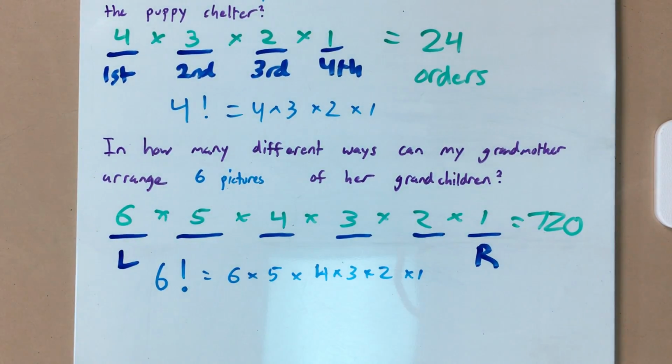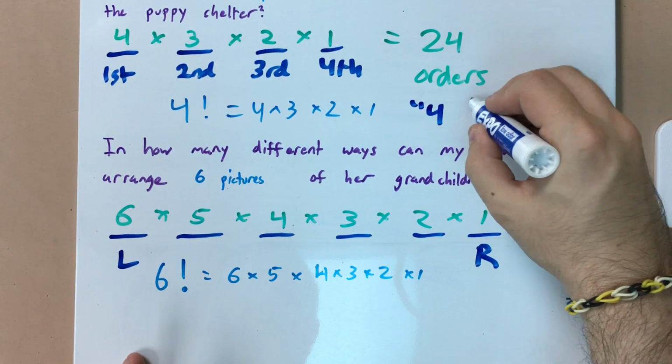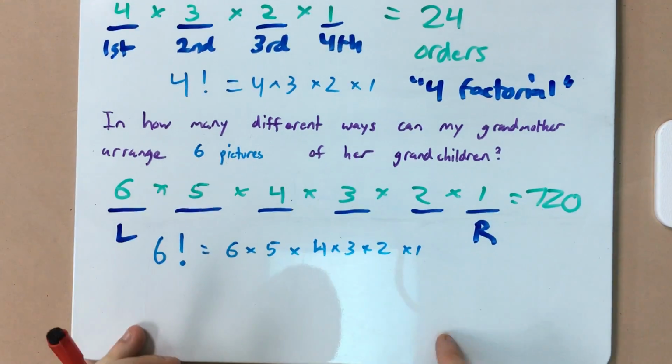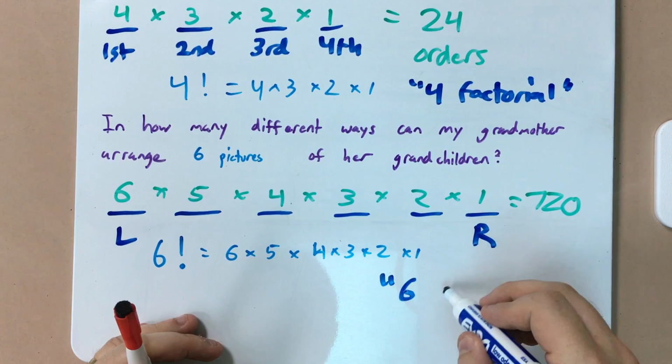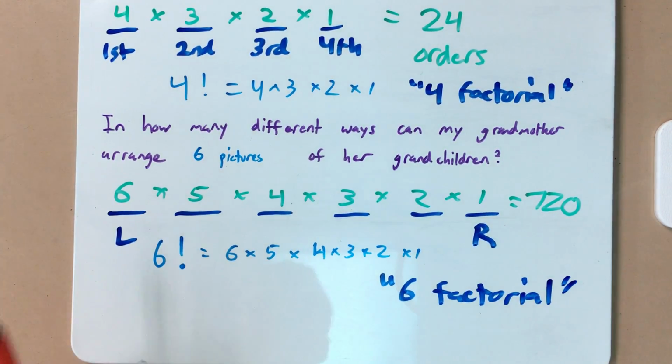This is the basic idea of orders or arrangements as it deals with permutations. And the vocabulary word that you might see for this, for the first problem, we could call it 4 factorial, and in the second example, 6 factorial.